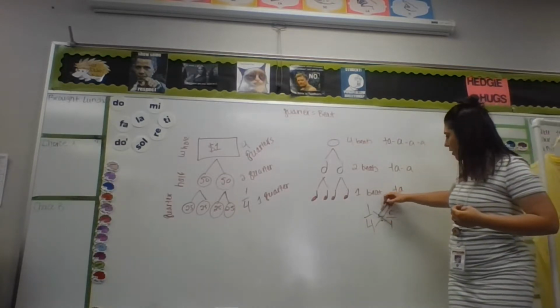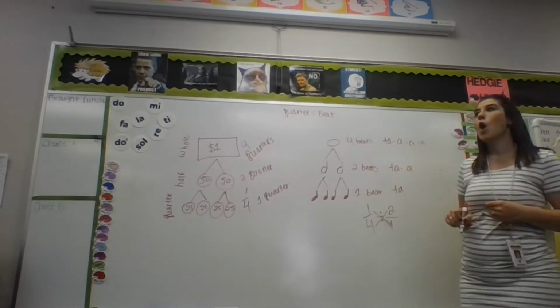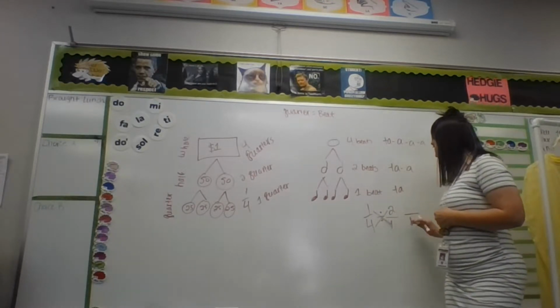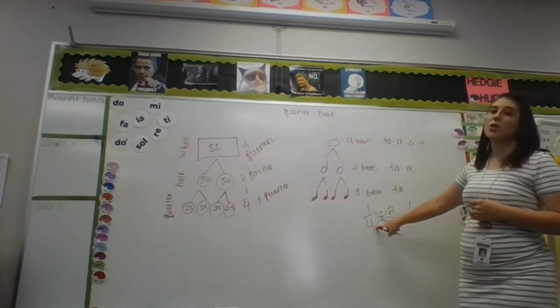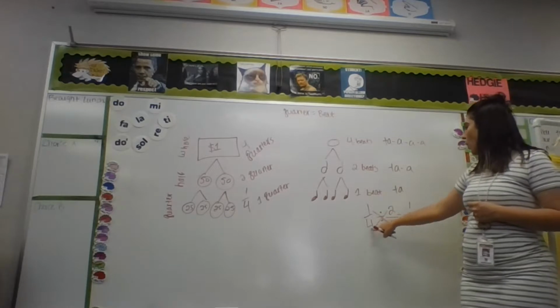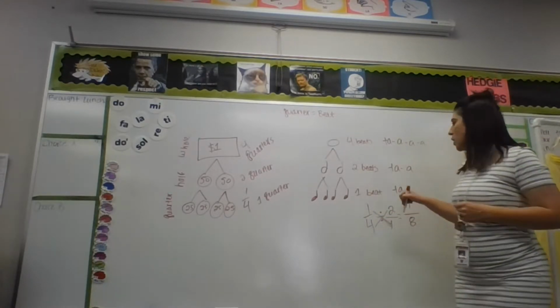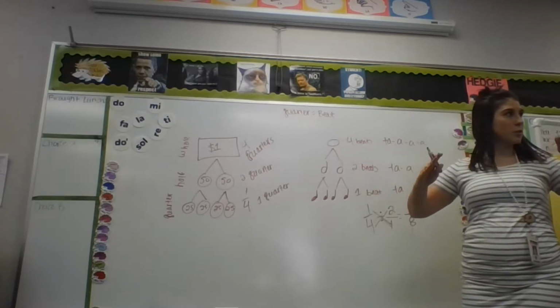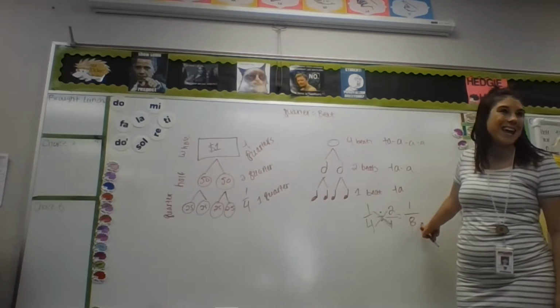So here's a line here. That means we're going to multiply 1 times 1. What is 1 times 1? 1. Now I'm going to follow this multiplication line. What is 4 times 2? 8. So if we're dividing 1/4 into 2 equal parts, we're going to end up with 1/8.